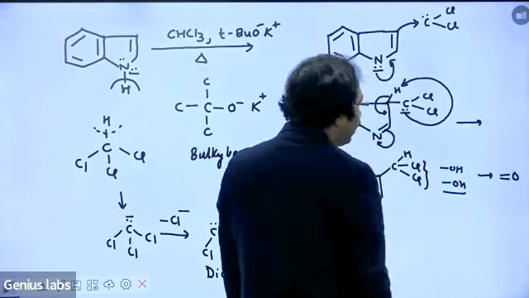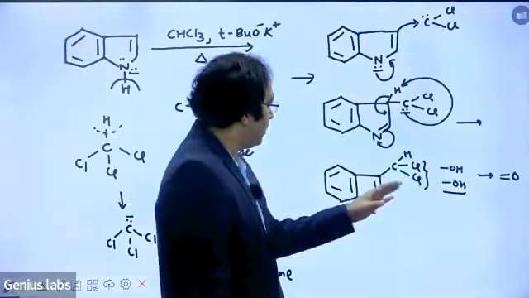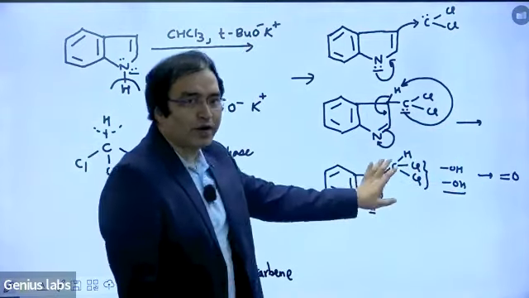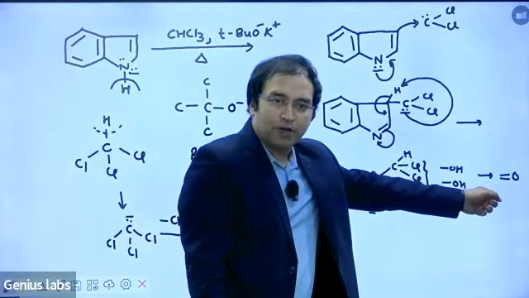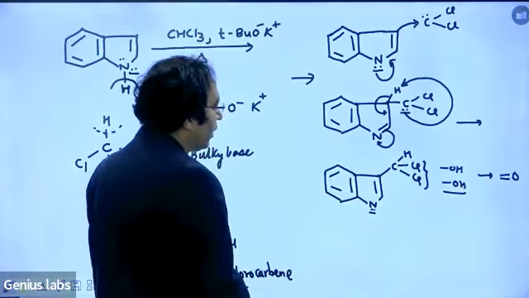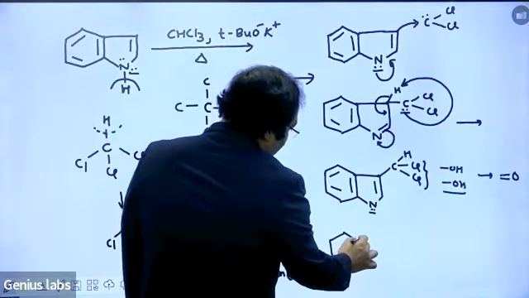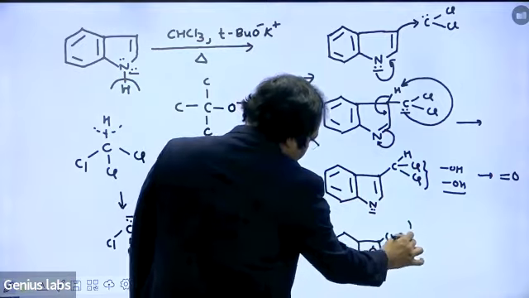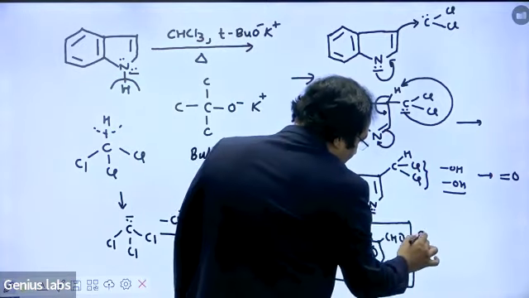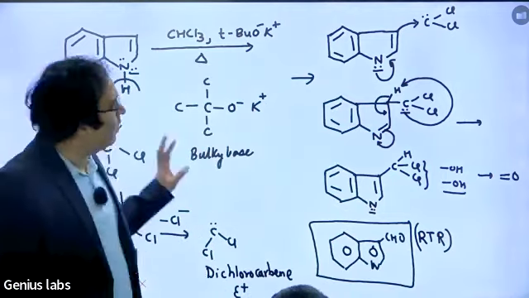Do you know all this? These 2 Cls can be 2 OH if I attack with OH. After this, if I provide OH minus, what can happen? These can become, and then 2 OH can become a C double bond. So what is the final outcome of this reaction? We end up getting this kind of product, which is a Reimer-Tiemann product. Not abnormal. It's a normal reaction, right?